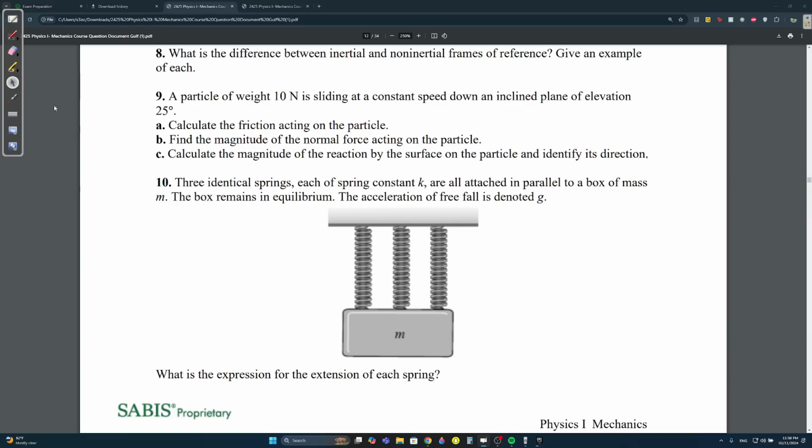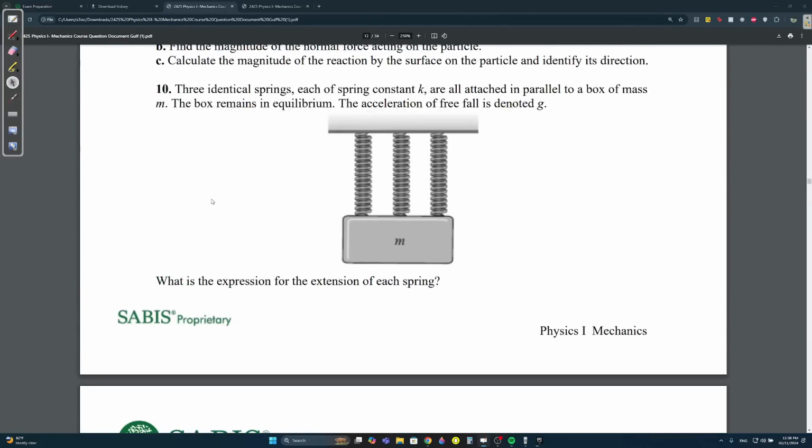Question 10. We solved a question like this in the quiz. Three identical springs of spring constant K are all attached in parallel to a box of mass m. The box remains in equilibrium. Acceleration of free fall is g. What's the expression for the extension of each spring?